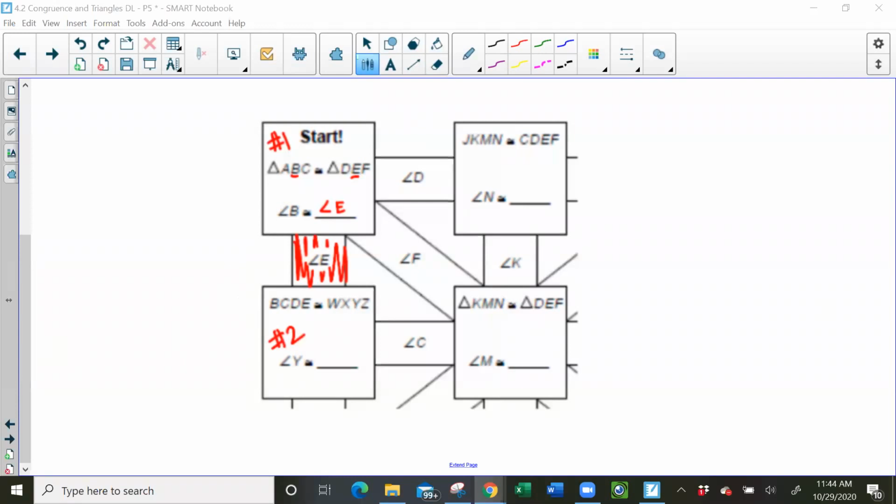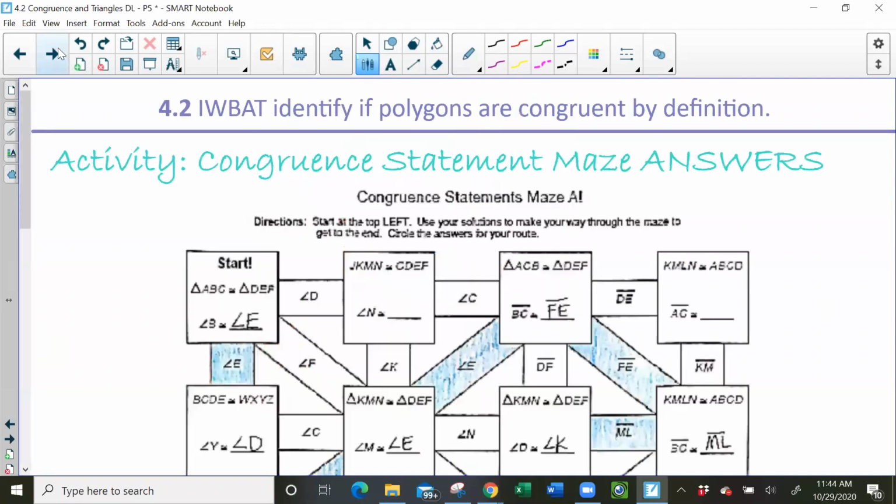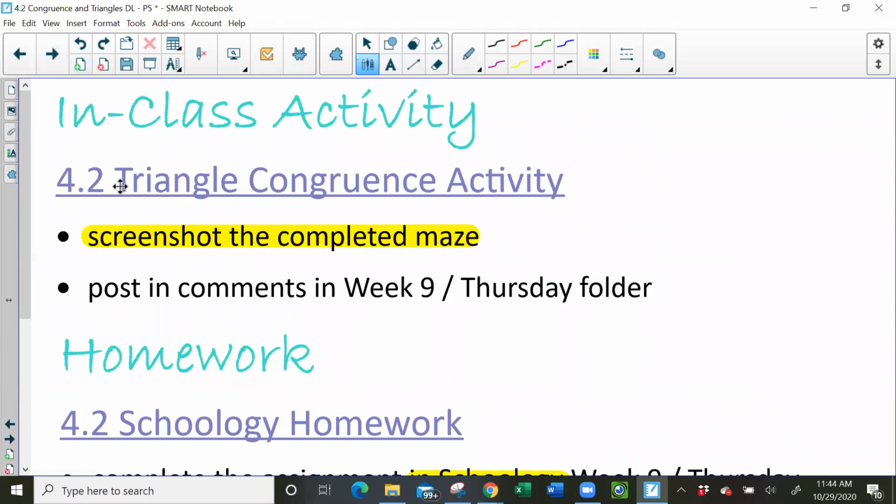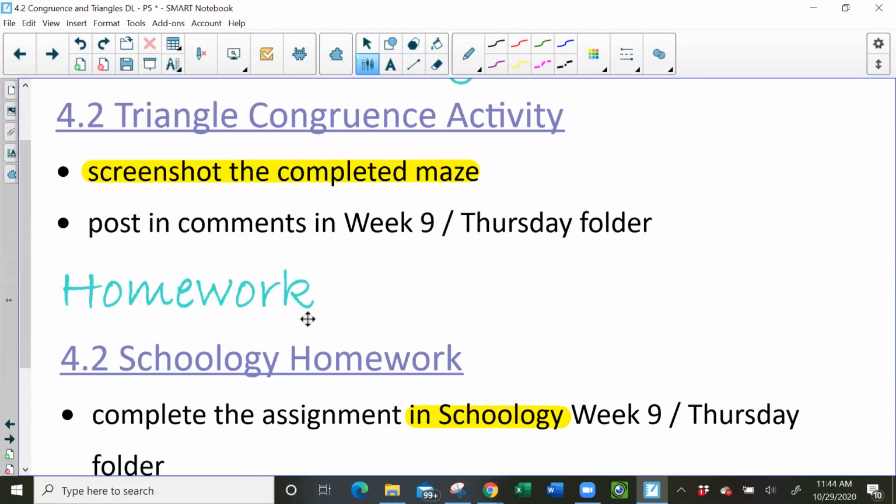Oh, before I do that, I want to quickly, so there are the answers. I want you to screenshot your completed maze and post it in the comments in today's folder. There's a discussion board in there for you to post your answers. I think on Monday I had you guys just say that you were done, and for me to check. I think it's easier if you just put your screenshot in there. I can still go in here and look. And I had to do that for a couple of people.